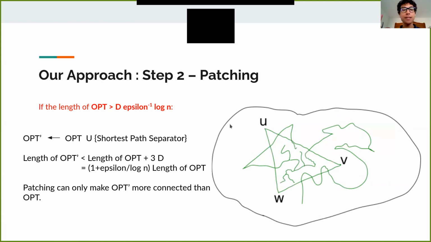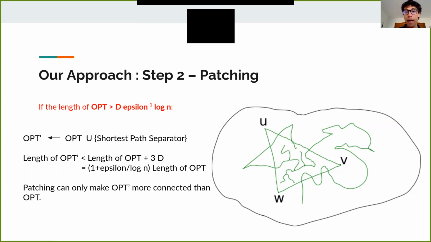So I'm just increasing the size of opt. I'm not modifying opt more than that. I'm just taking opt and adding the 3 shortest paths. So now the length of opt prime, which is this new opt, is at most the length of opt plus 3 times the diameter. Okay, because these are 3 shortest paths, so it's at most 3 times the diameter. And because opt is large compared to the diameter, this is at most 1 plus epsilon over log n times the length of opt. So I have increased opt. I'm looking at opt prime, which is just slightly longer than opt. So I'm very happy with that.